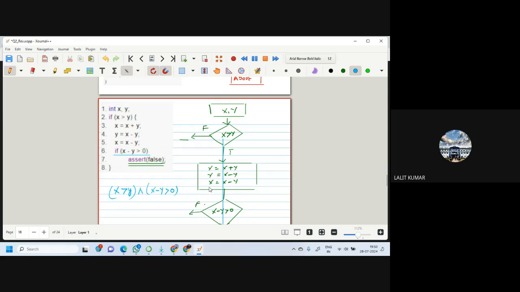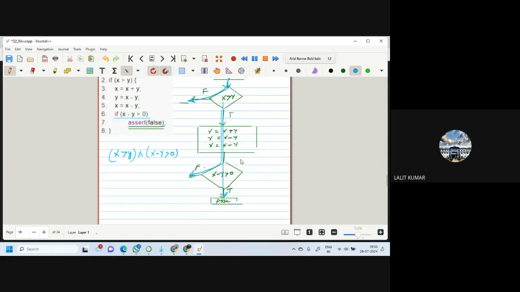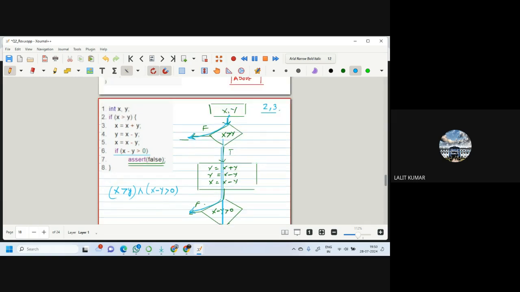What DART does, it comes here, first DART takes some random values. For example, it will take 2 and 3. And here we can see that there are 3 paths. One path is this, one path is this, and the third path is this. And testing involves that we should test all the paths. So randomly it has selected, for example, 2, 3.